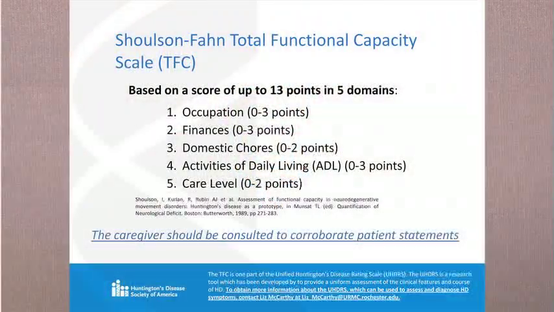This is what the 13 points is made up of. It's 5 different assessments: occupation, finances, domestic chores, activities of daily living, and care level. And we're going to go into each of these in a little bit of detail. Again, the caregiver really needs to be involved in the assessment of each of these aspects of the patient's function.